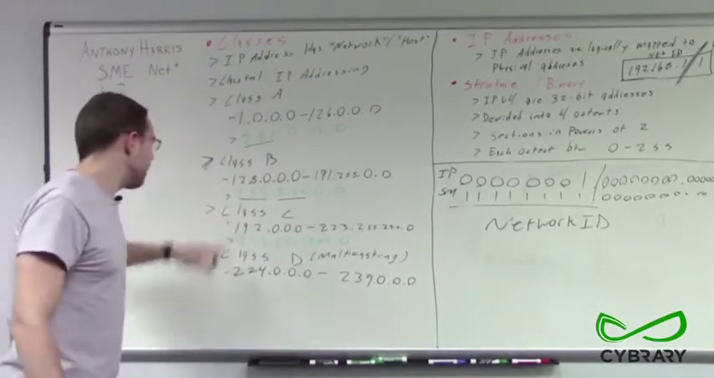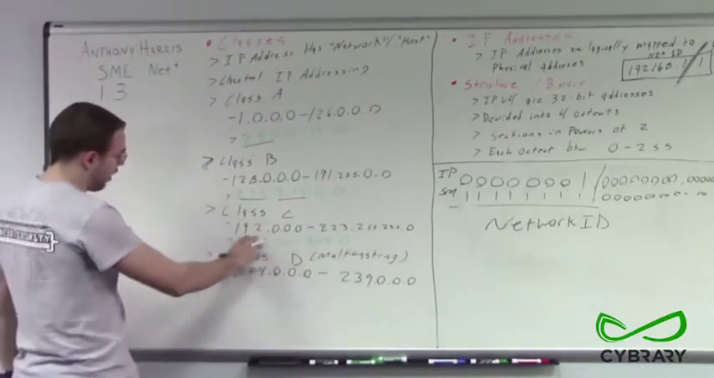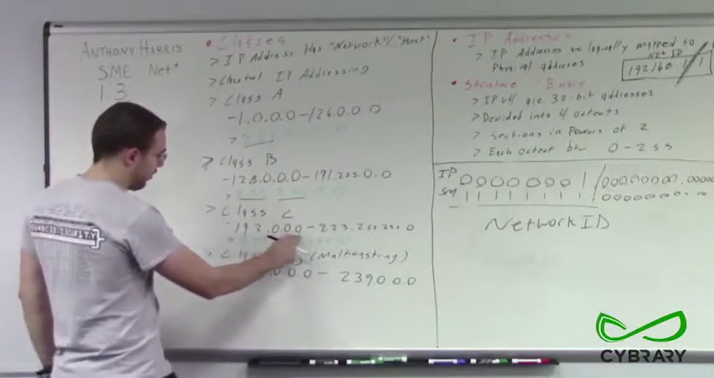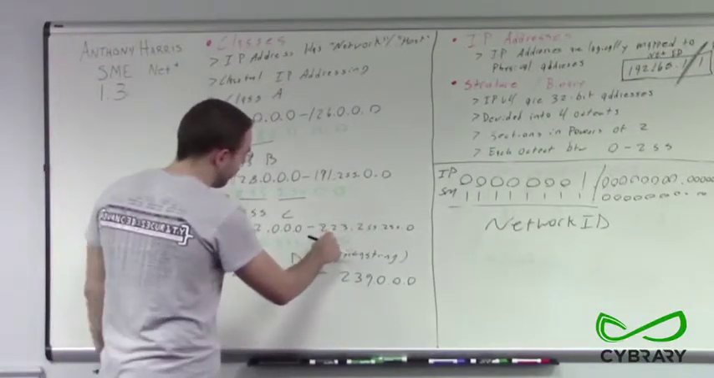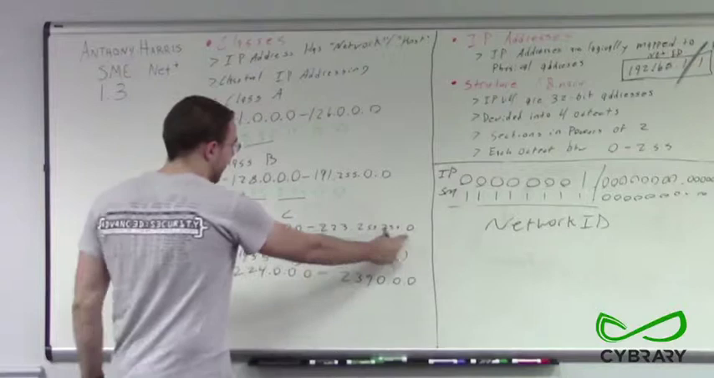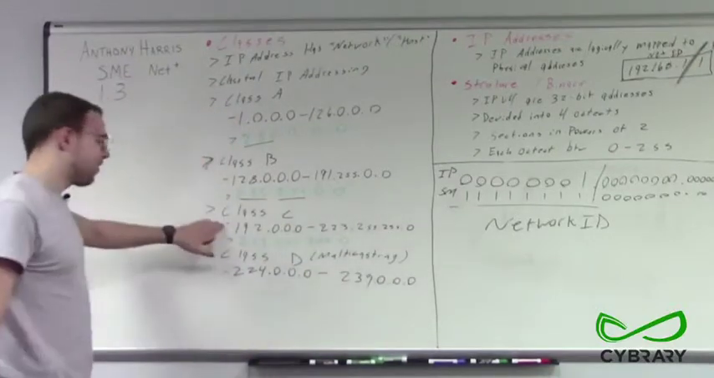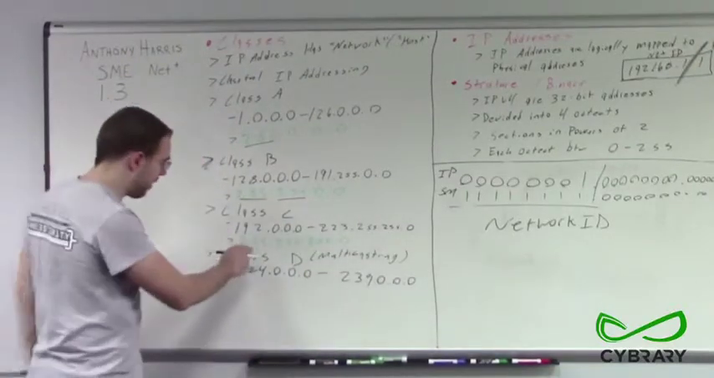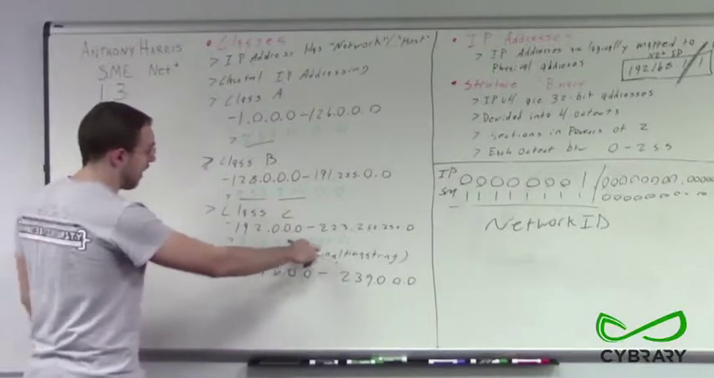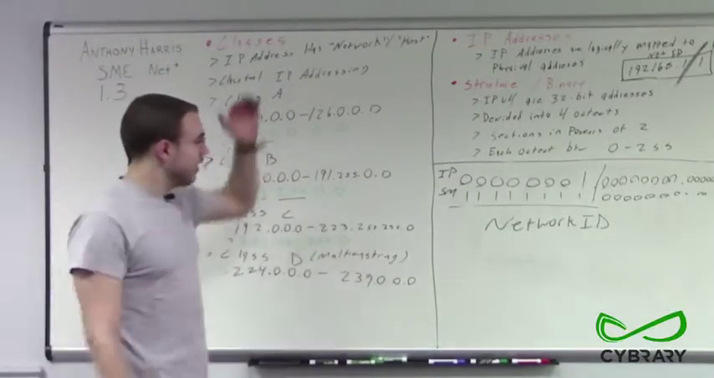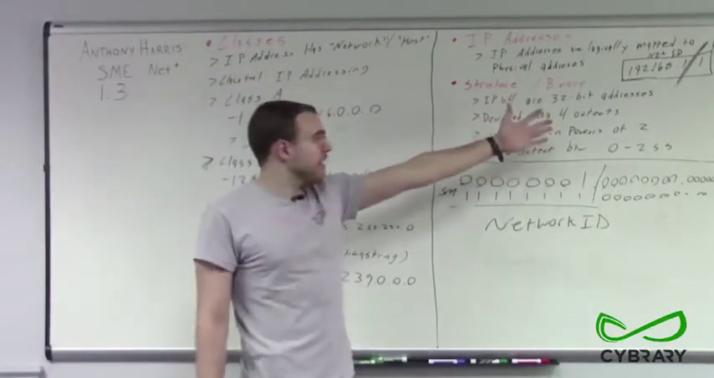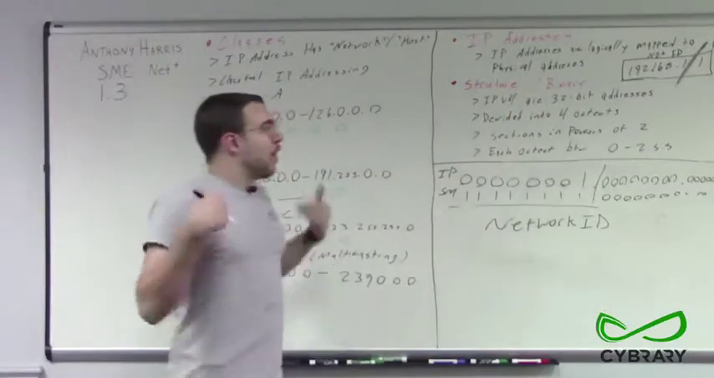Our Class C range is going to include 192.0.0.0 through 223.255.255.0. Now, our Class C ranges are going to have a subnet mask of 255.255.255.0. Hey, look, we have a 192.168.1.1 address up there.